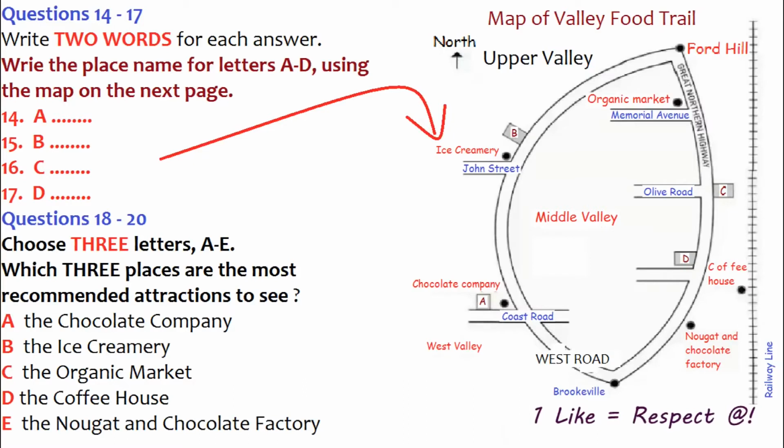Now, as I have said previously, if you only have a few hours to spare, there are several places that you shouldn't miss. The two chocolate places make equally nice chocolate, but the factory has the added bonus of nougat, unlike the company. Of course, everyone loves ice cream, especially unusual flavours such as coffee and nougat, so the ice creamery is definitely worth a visit. And while the coffee house sells expertly made hot drinks, including hot chocolate, I think your time would be better spent sampling the many products on offer at the organic market. Well, I hope you enjoy your time visiting the Valley Food Trail and enjoy all the wonderful local foods on offer.